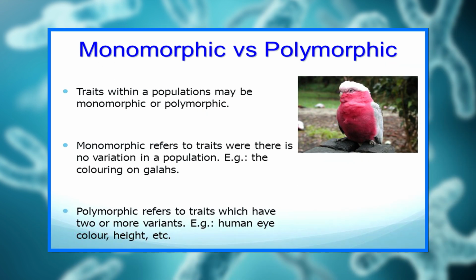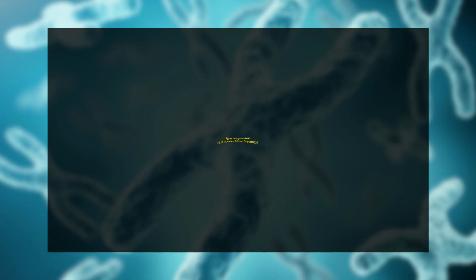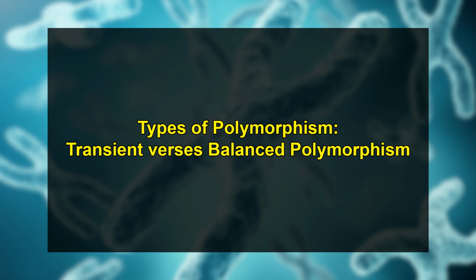The uses of genetic polymorphisms are almost endless. Within a mere 50-year period, our picture of genetic variation in natural populations has moved from near monomorphism to ubiquitous polymorphism in all organisms whose populations have not gone through severe bottlenecks in their recent evolutionary history. Dear students, let's now discuss the types of polymorphism, especially the transient versus balanced polymorphism.